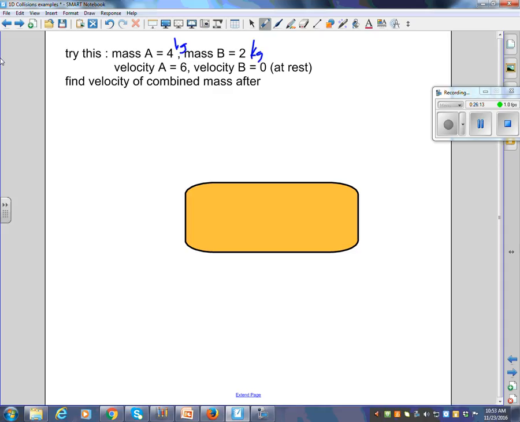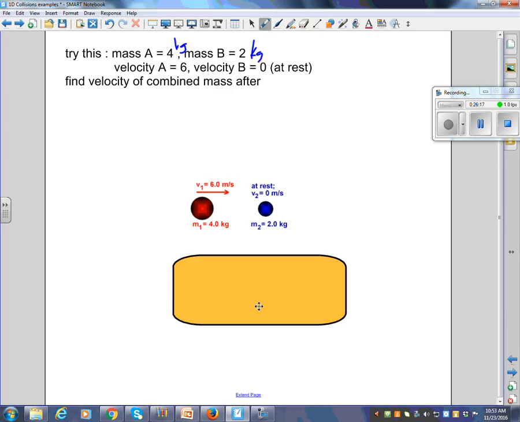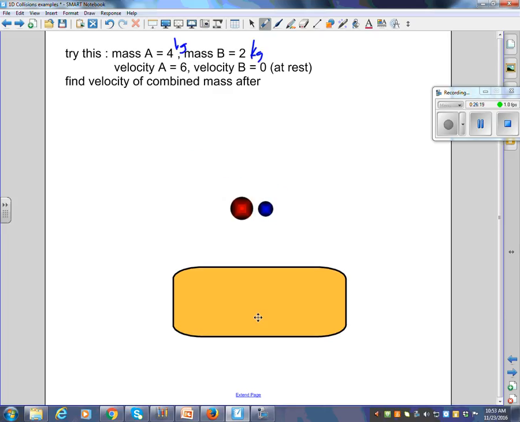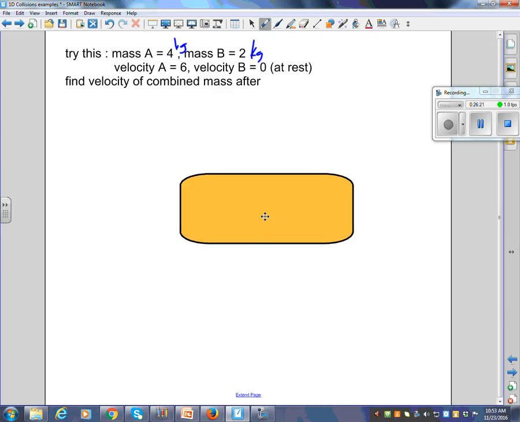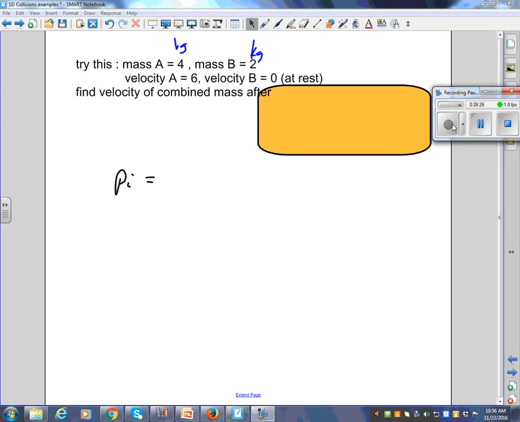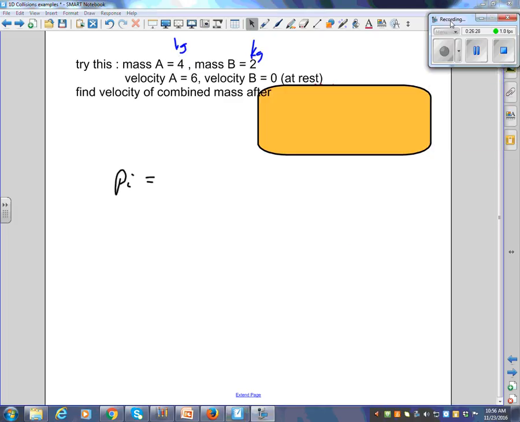Okay, so find the velocity of the combined mass after. It looks like this. I knew the answer was there. So, what is the momentum before? Now we do have A and B, right? So it's going to be MAVA plus MBVB. I would suggest you do this on the side.